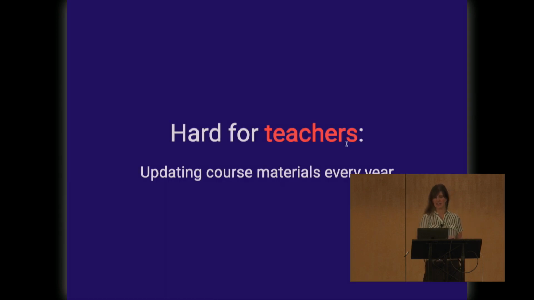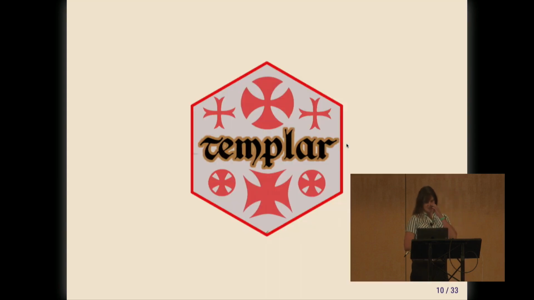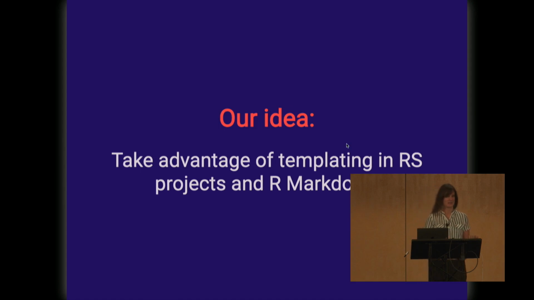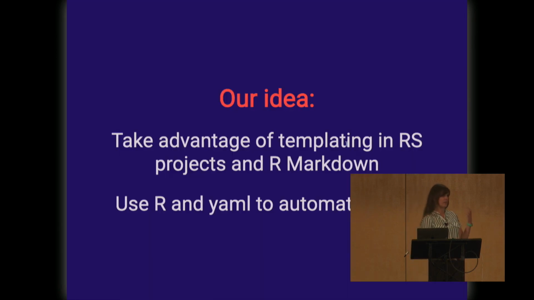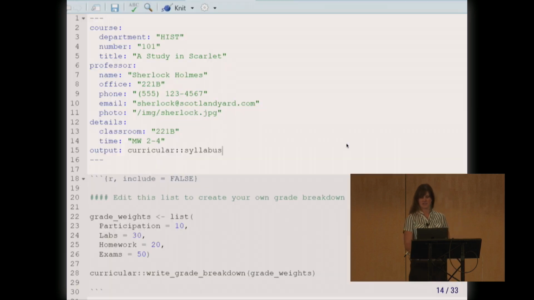The second thing that's hard is updating course materials every single year. You have to change all the little details in your syllabus, even if the structure of it didn't change much. So package number 2 is called templar, for templates. The idea is templating is really cool in RStudio and R Markdown. So one thing is there's package templates. You could auto-generate all the subfolders of your course file, and it would fill in the course name in the right places. And then it would populate those folders with R Markdown template files that use YAML to automate filler. So this is a syllabus example.